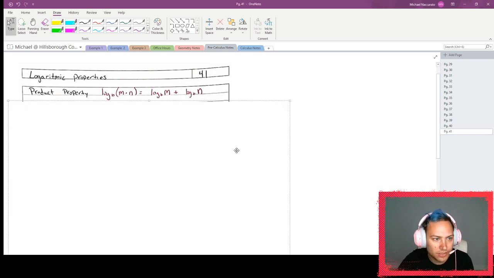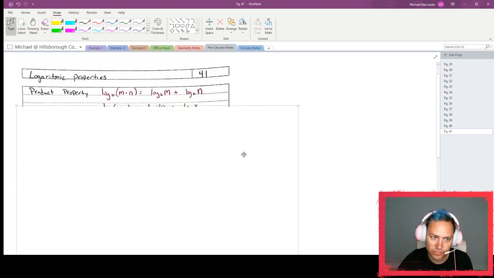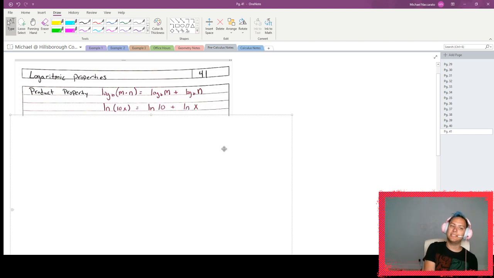So let's just review the properties first. Remember, there is one called the product property. And the product property says this: if you have a log base b of something such as m times n, well then you could rewrite that in an expanded form as log base b of m plus log base b of n. Because it's a multiplication, you put a plus sign and separate it into two separate log problems.